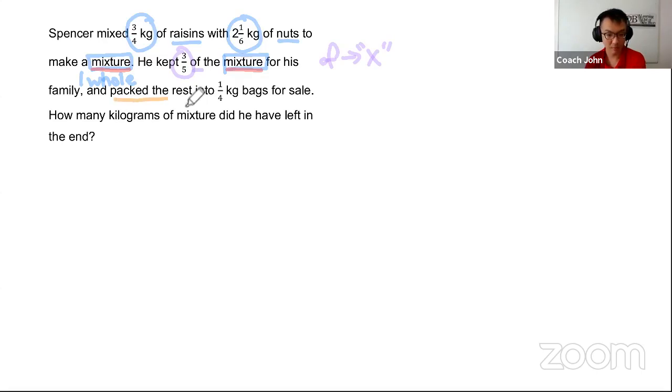Packing the rest means that if this is 3/5, you draw 1, 2, 3, 4. Not very nice. Let me just break it into 5 boxes: 1, 2, 3, 4, 5. So 3/5 goes to family.